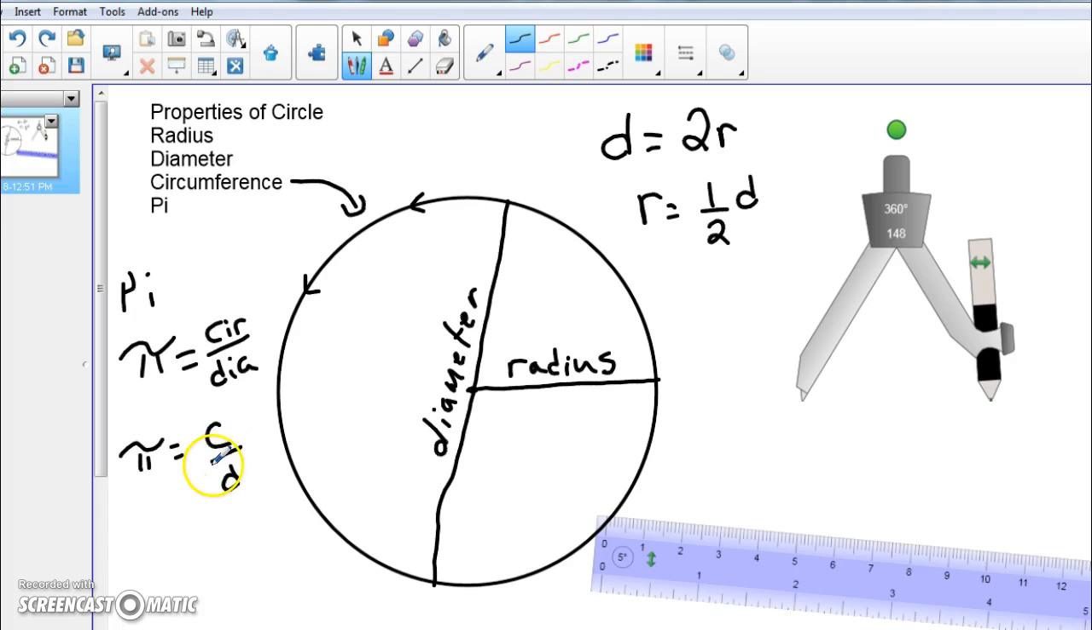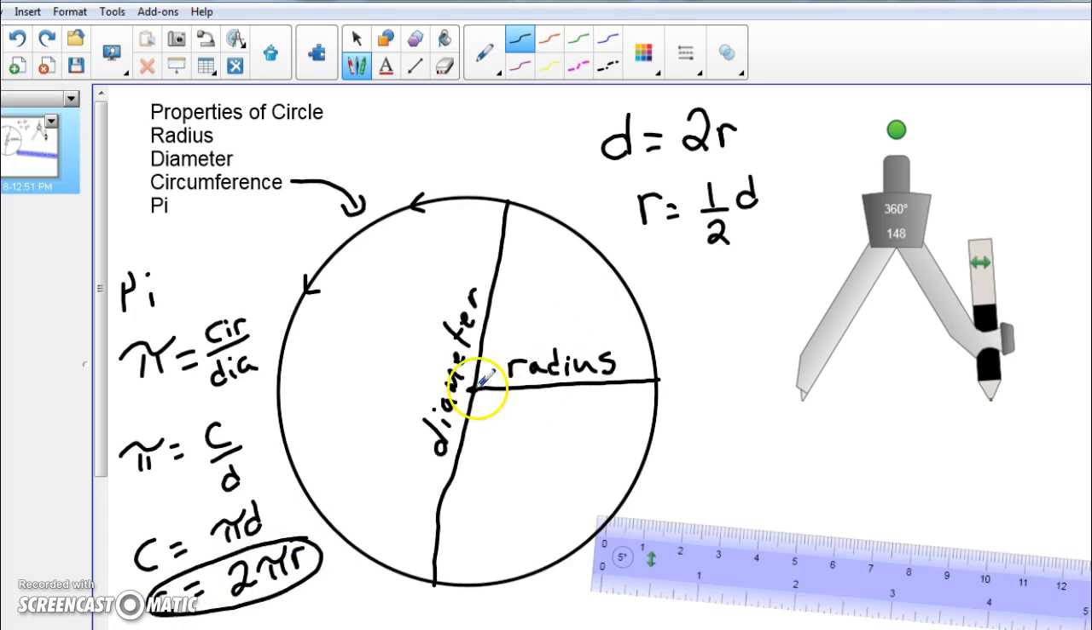Likewise, we can rearrange this formula and say the circumference is equal to pi times the diameter, or using the idea that the diameter is twice the radius, we could say circumference is equal to 2 pi r. So with any circle, we find that our circumference is equal to 2 pi r.